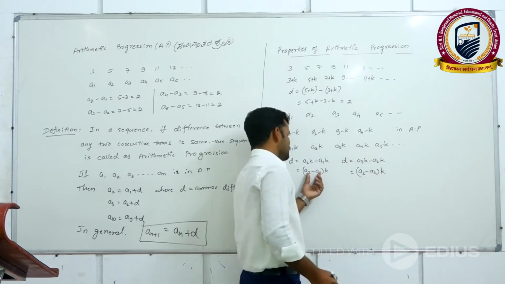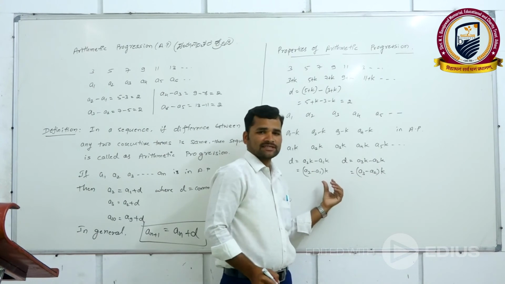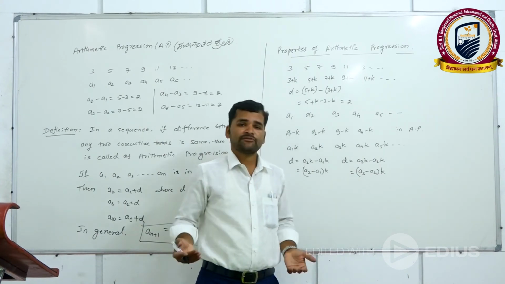a3 minus a2 and a2 minus a1, that will be same only. It is multiplied with k only. Resulting sequence common difference may be different.